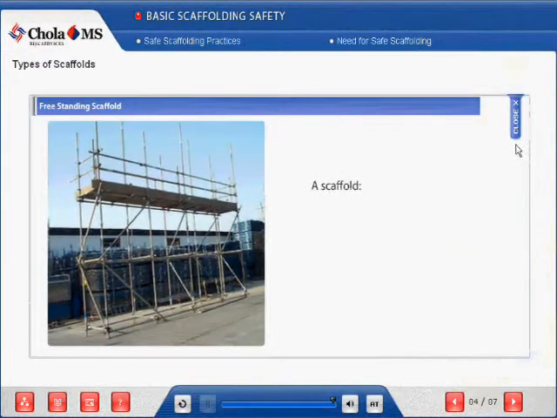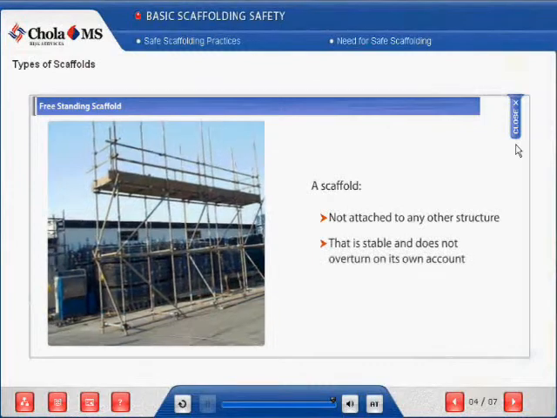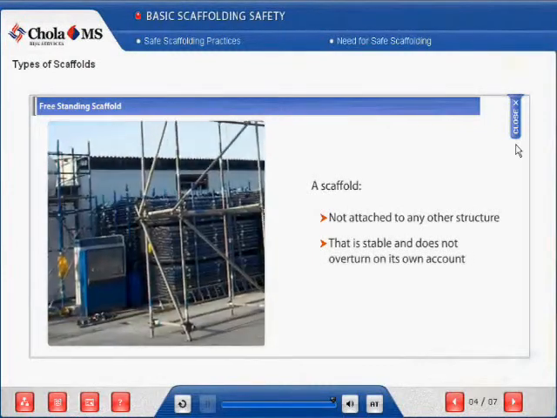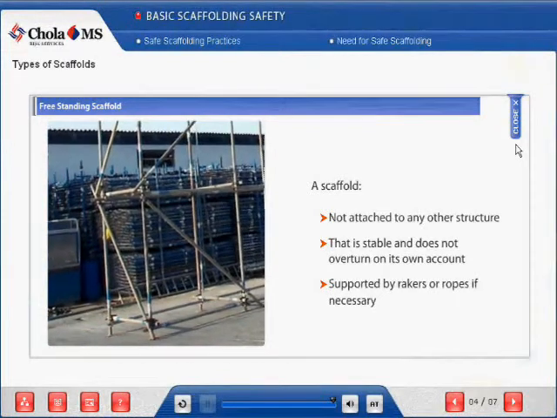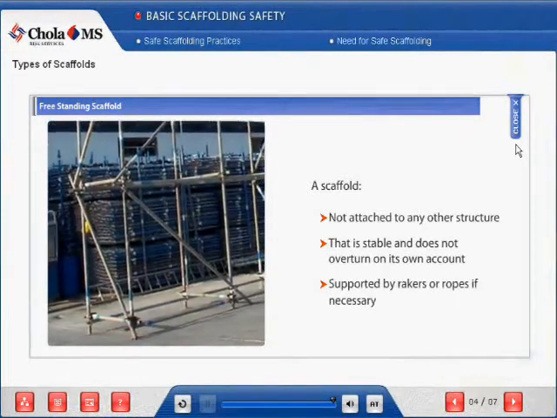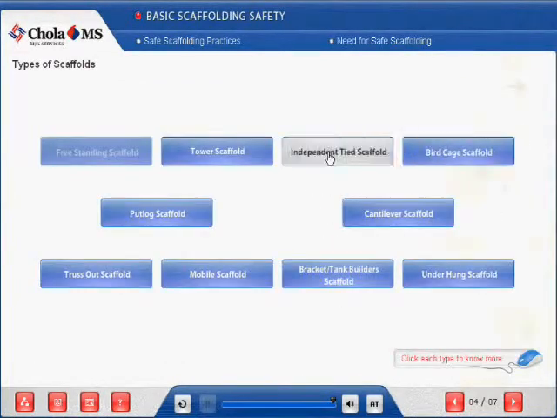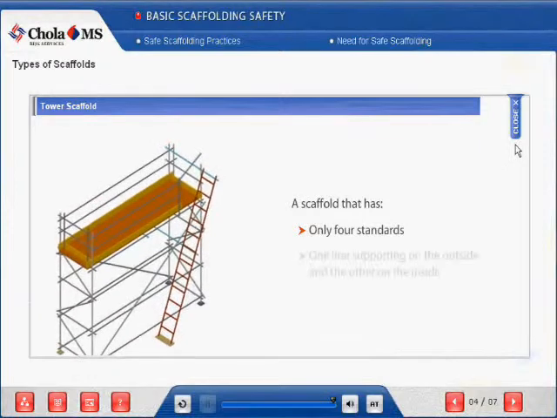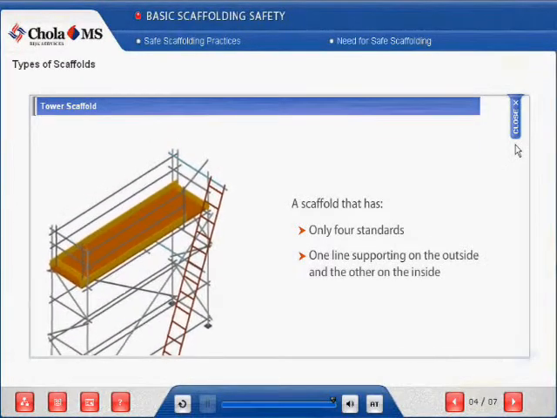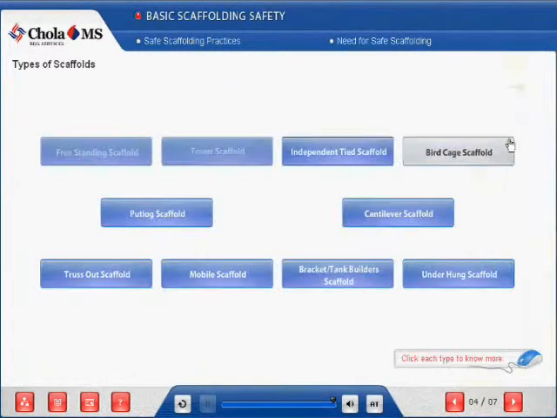Freestanding scaffold is one which is not attached to any other structure. It is stable and does not overturn on its own account. If necessary, it is supported by rakers or guy ropes. Tower scaffold is one that has only 4 standards, one line supporting on the outside and the other on the inside.